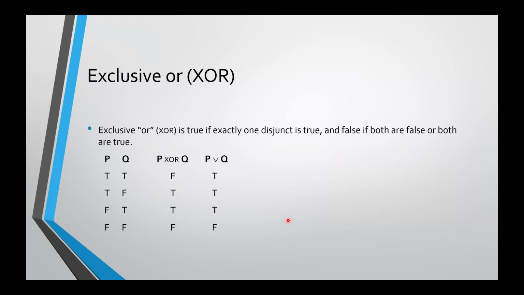So the first way you can symbolize this is you start with P or Q, your inclusive OR, which is true when both of them are true. And then you just rule out this possibility, which you can do with not both. So you say P or Q inclusive, and you can't have both of them being true.